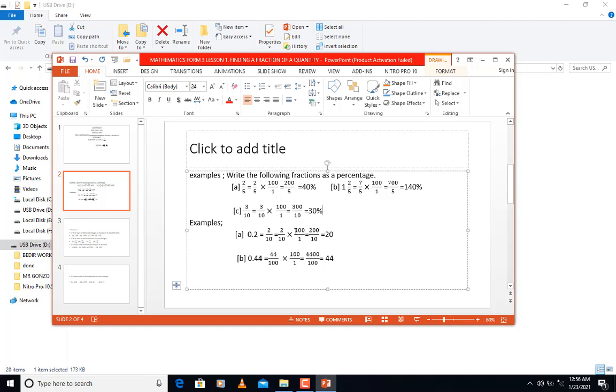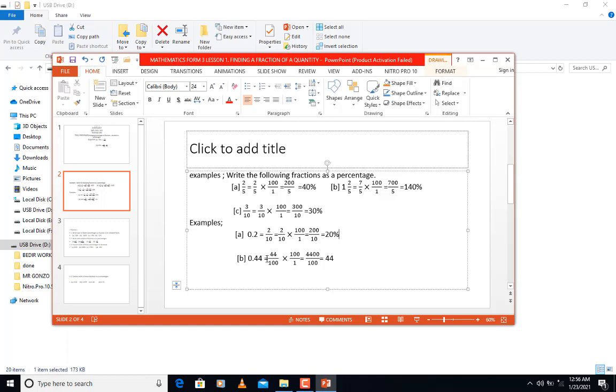Now, let's look at how we change decimals to a percentage. When changing decimals, you have to change the decimal to a fraction. Then from there, you use the examples which I was explaining. Let's look at 0.2. When changed to a fraction, it becomes 2 over 10. Now, 2 over 10 multiplied by 100 over 1 is 200 over 10, which equals 20%.